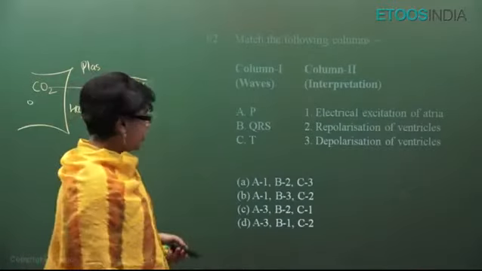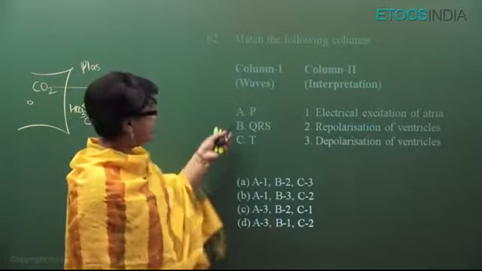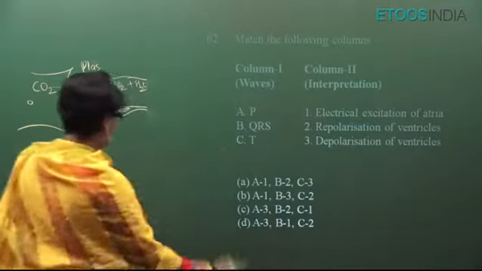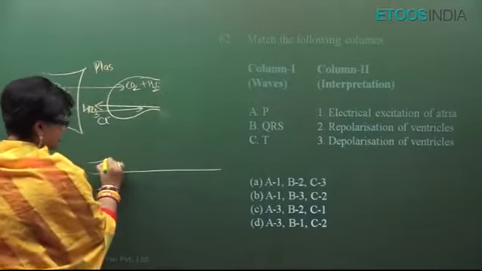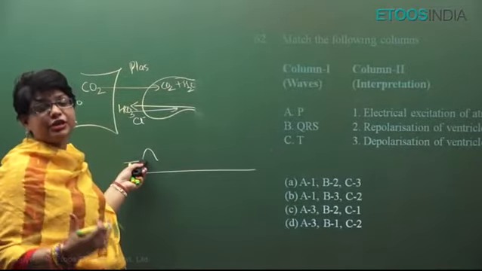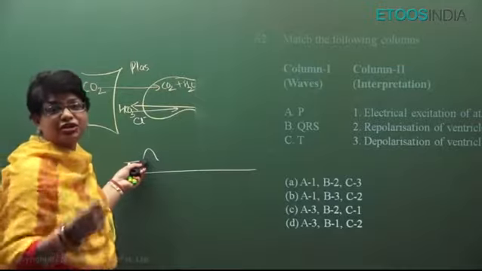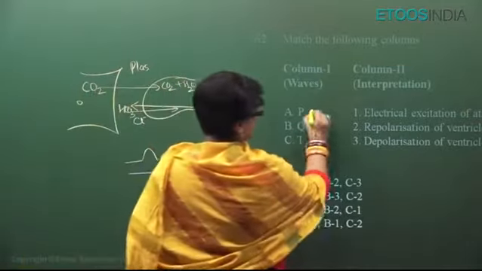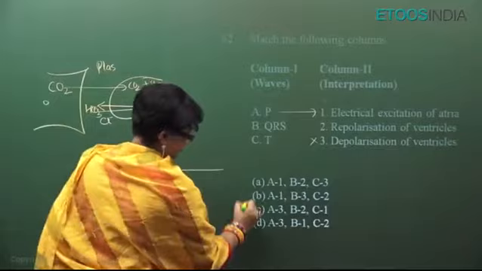We'll always go by the options. A can be 1 or 3. Let's see. P wave is what in an ECG? P wave means atrial depolarization, excitation of atria. SA node is firing. Atrial contraction it is denoting. So P is 1 and not 3.